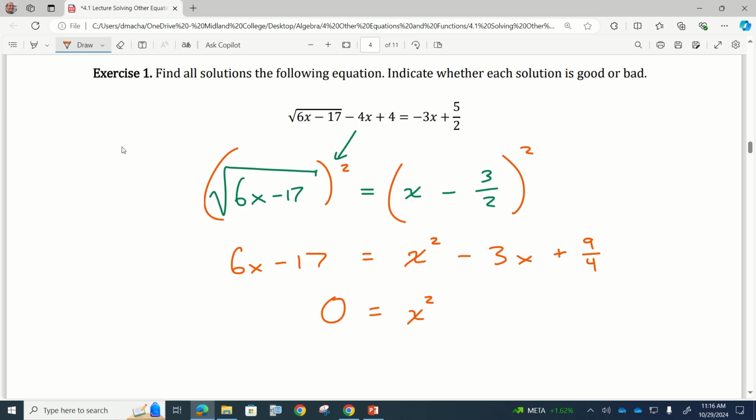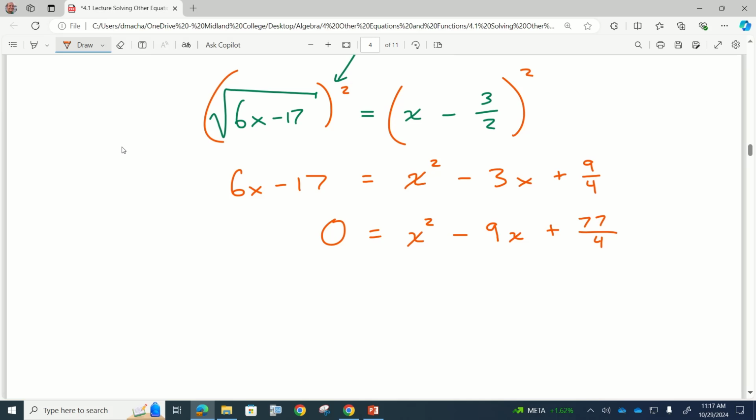The right side is going to be x squared, like 77 over 4. 77 over 4. Yep. So 17 times 4 is 68. 68 plus 9 is 77. So after you find a common denominator and you add 17 plus 9/4, it is 77 over 4. Okay, now at this point we can either use the quadratic formula or you can factor this.